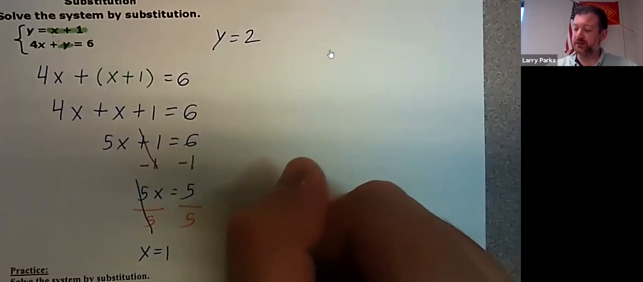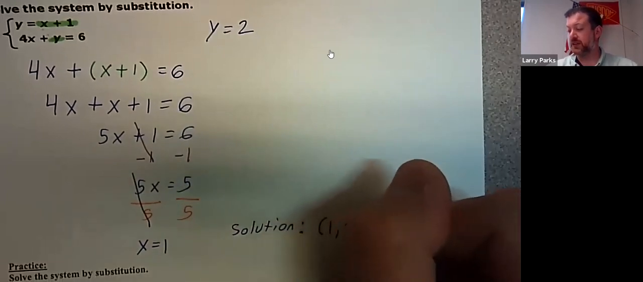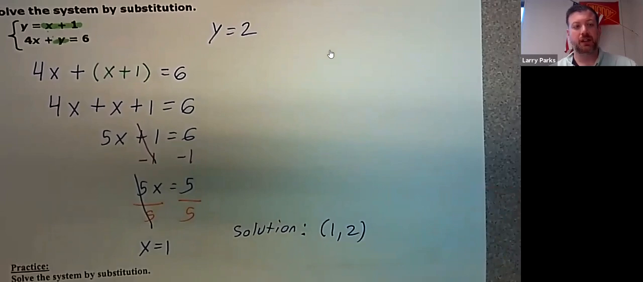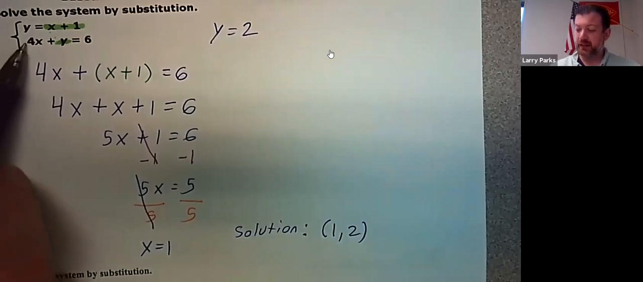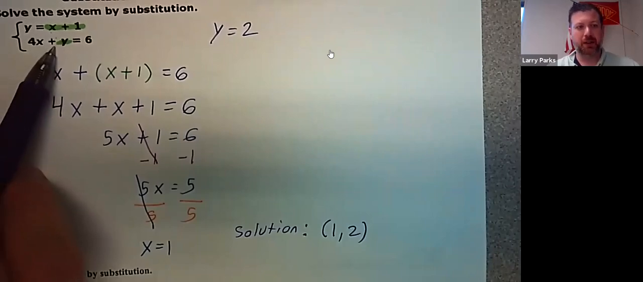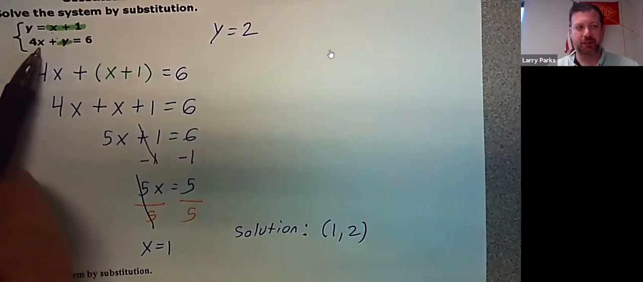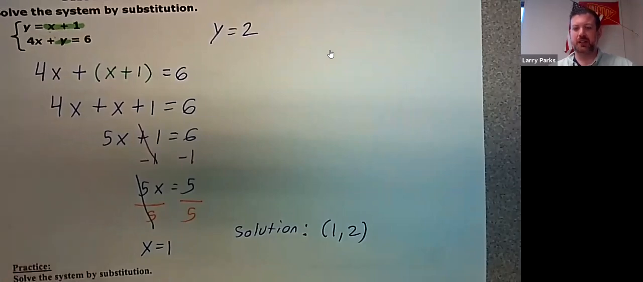So I'd say the solution is (1, 2). Now, I would highly encourage you to check your work. Whatever equation you did not substitute into, I would plug in. So 4 times x, x was 1, so 4 times 1 is 4. And then 4 plus, and I just said y is 2, so 4 plus 2 is 6. That works. And then also 1 plus 1 is 2. So I found the one set of coordinates, someone just joined, such that this makes a true statement.